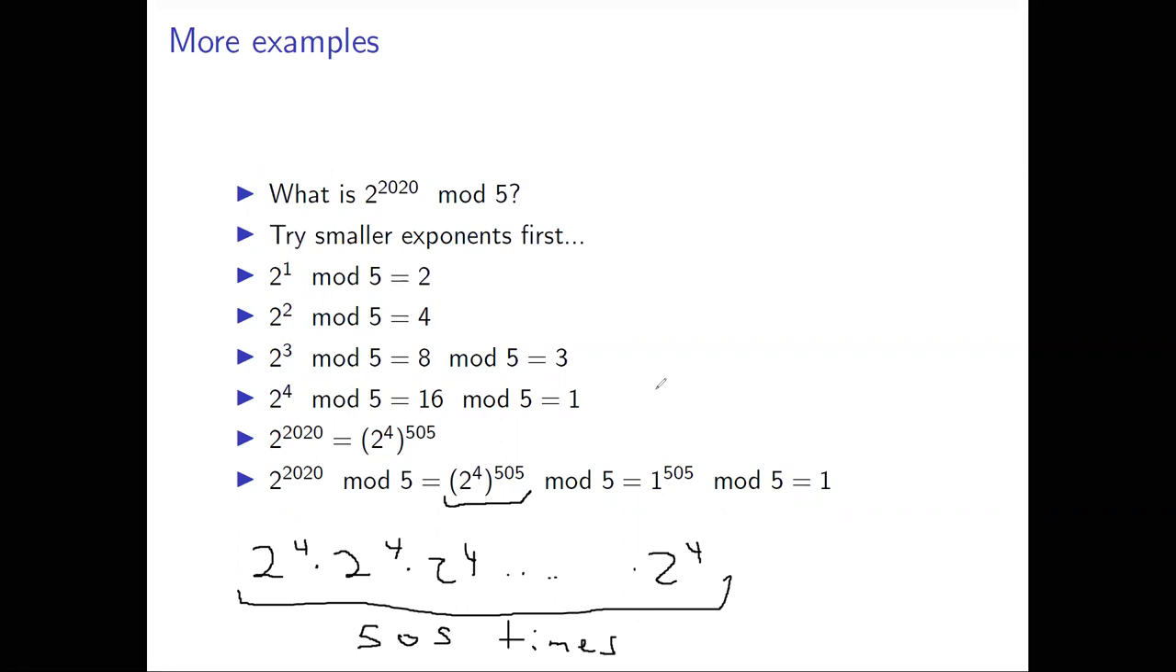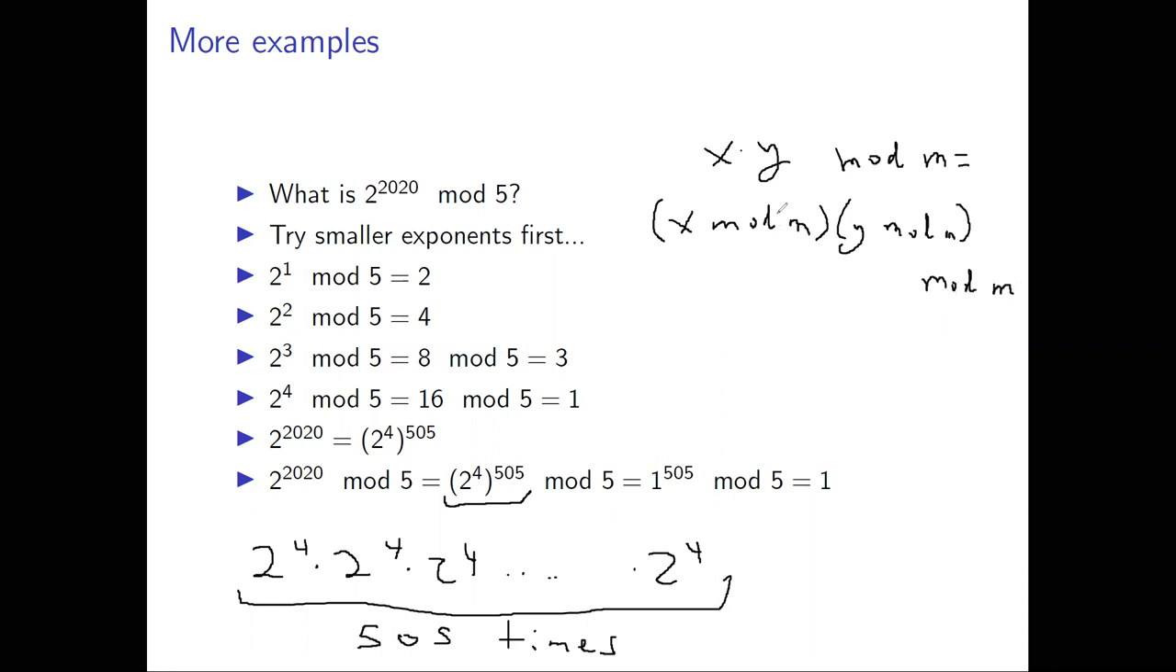And we're just going to use our property that we know, x times y mod m equals x mod m times y mod m, mod m. And we can add more variables to this. Want to add a z in front? Then we can say z times x times y mod m equals z mod m times x mod m times y mod m, mod m. You can keep on adding as many variables as you want there in front.